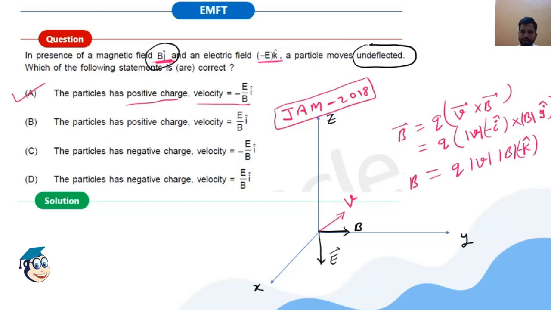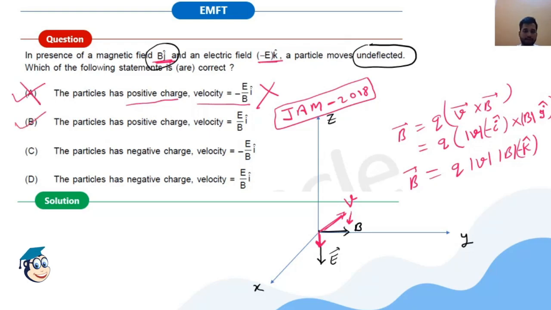Okay, so this is the magnetic force, and it is in the minus k cap direction, which means the magnetic force would be in the downward direction. The electric force on this particle would also be in the downward direction, because the charge is positive and the electric field is downward, so they cannot cancel. Electric force and magnetic force cannot cancel, so option A should not be the answer. Option A is not correct.